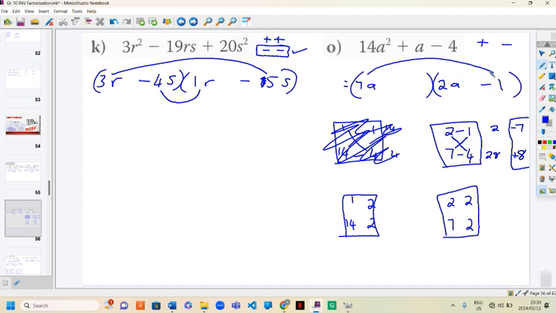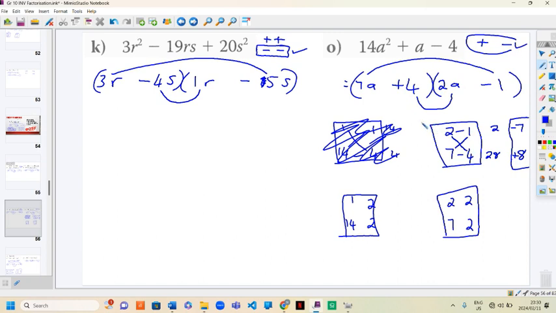My 2 outer terms are going to multiply, and my 2 inner terms are going to multiply. So 2 multiplied with positive 4 to give me positive 8. So 2 times positive 4. Are my signs satisfied? Plus, minus. Awesome stuff.